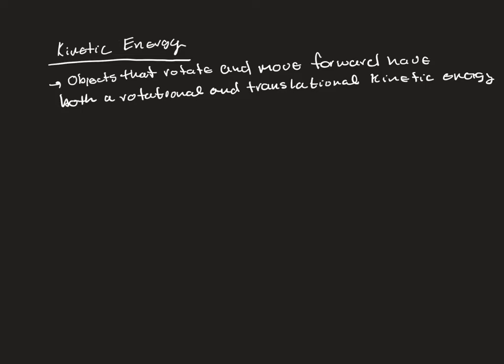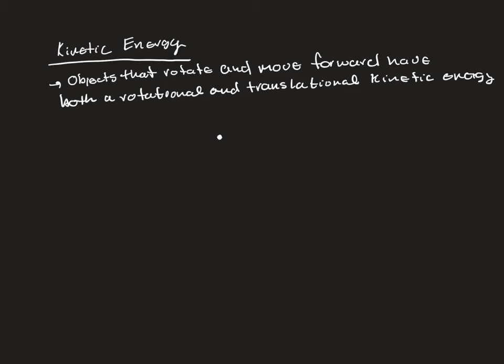An object that rotates will have rotational kinetic energy. An object that moves forward, so slides forward, will have translational kinetic energy. And if you're rotating and moving forward at the same time, you'll have both rotational and translational kinetic energy. So we need to be able to calculate rotational kinetic energy because we already know how to deal with translational kinetic energy. Alright, so we're going to start by focusing in on a single particle within an object.